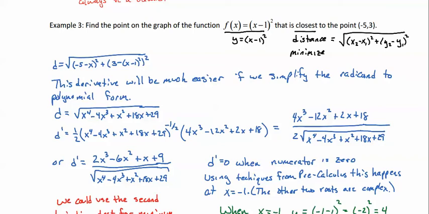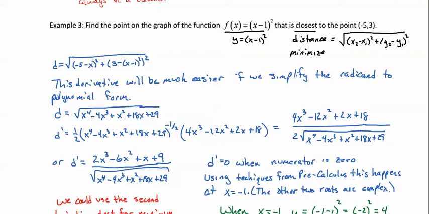So I have this function, and I want to find a distance, right? If it's closest, I'm looking at distance. And closest is a minimum distance. So I need to know the distance formula between 2 points. I need to know that closest is minimized. And I need this point negative 5, 3. Let's see what we have.